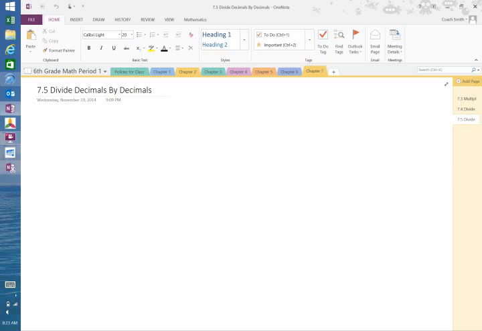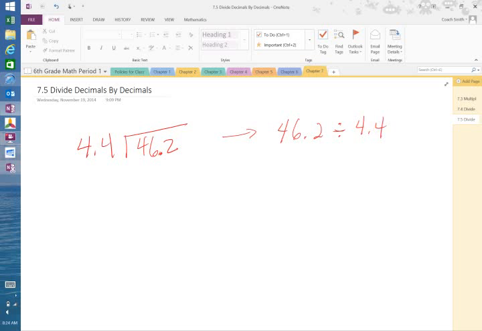Finally, look at this problem here, 4.4 into 46.2. Now remember, this problem is the same as this problem. Okay, those two problems are exactly the same.